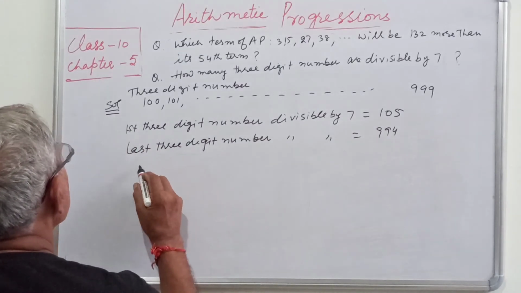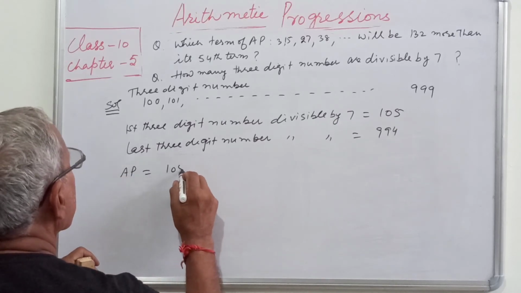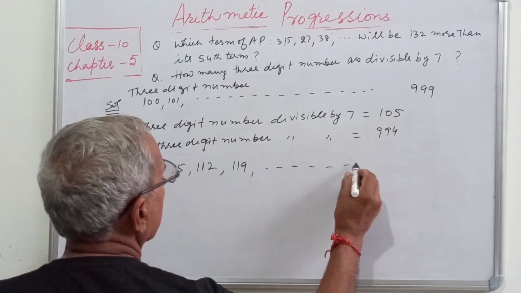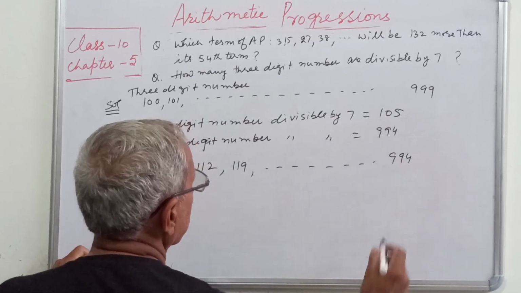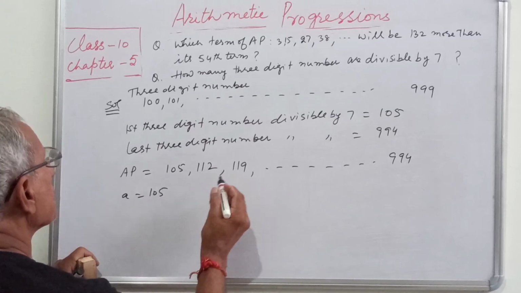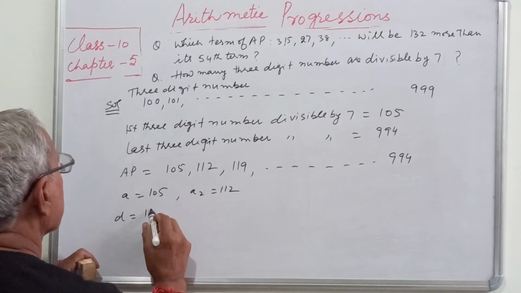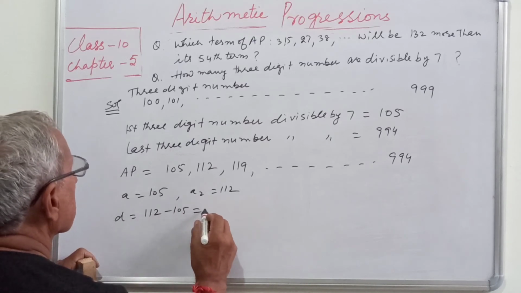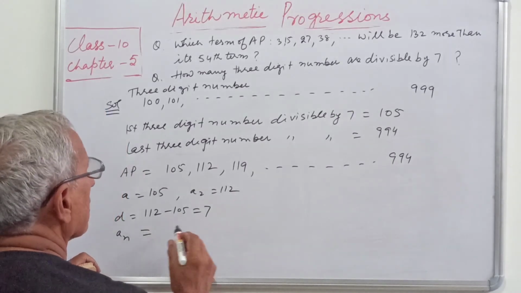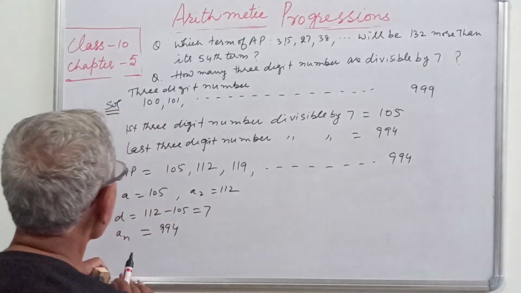So therefore the series, the AP, will be 105, 112, 119, and the last will be 994. So a is 105, a2 is 112, and so d will be 112 minus 105, that is 7. And the last term is 994, so we have to find the value of n here.